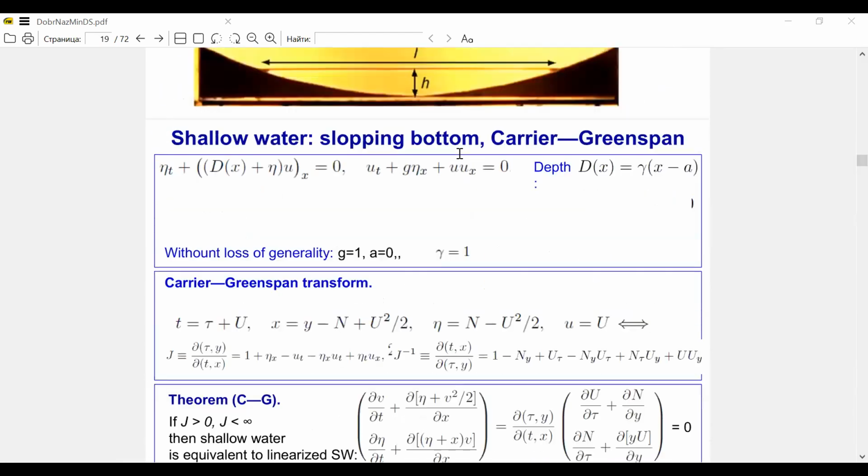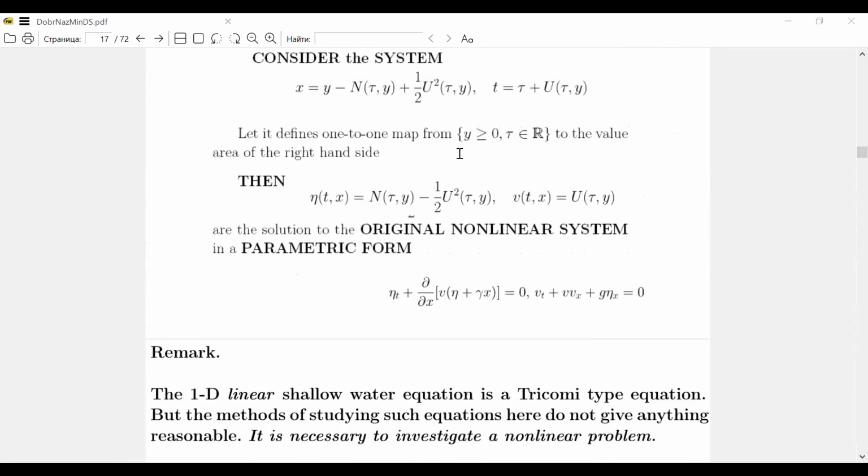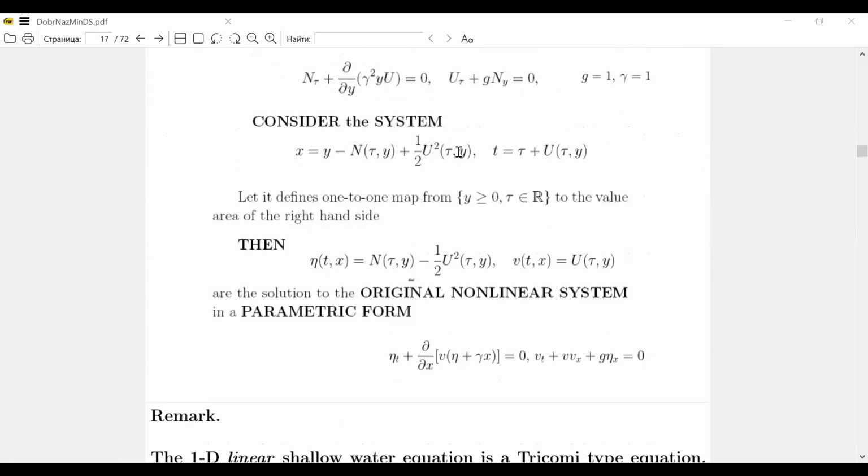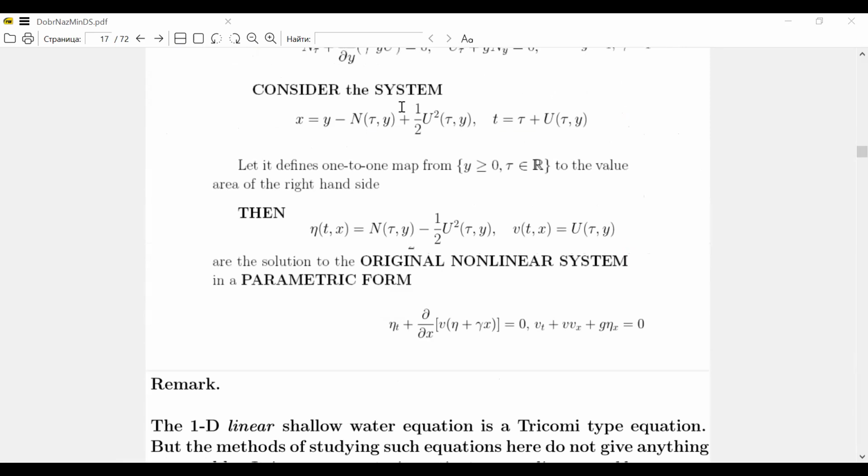The Carrier-Greenspan transform is very simple. But nevertheless, in practice, it is sometimes not very simple to use it. Why? Because we have not only the free elevation here. But we must change not only x, but also t, and it includes the velocity. This is not very good, because it is some trouble. And it is one dimensional.